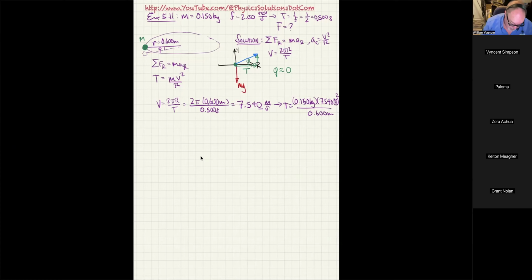So with that in mind, I'm going to say 0.150. This is m times v squared over r. That's what's going on here. So 0.150 is the m times the answer I just got squared. And then I'm going to divide that by 0.6. And that's going to give me 14.21.